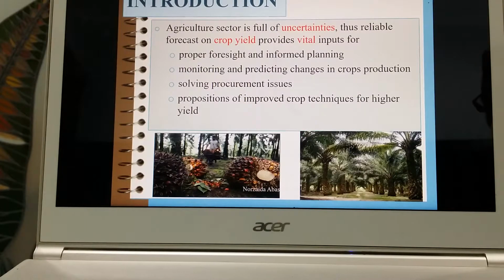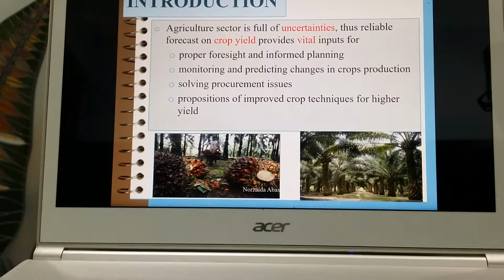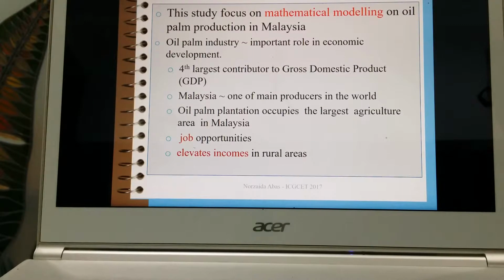The agriculture sector is full of uncertainties, thus it is important for us to have reliable forecasts on crop yield to provide vital inputs for proper foresight and informed planning, monitoring and predicting changes in crop production. It could also be used to solve procurement issues and propositions of improved crop techniques for higher yield. Hence, this study focuses on mathematical modeling on oil palm production in Malaysia.